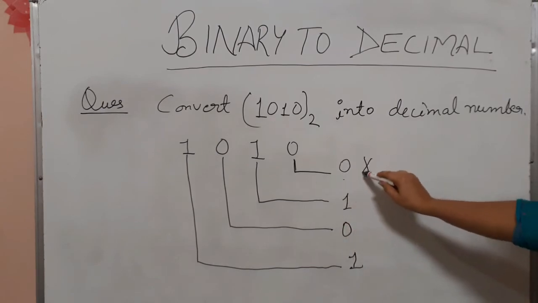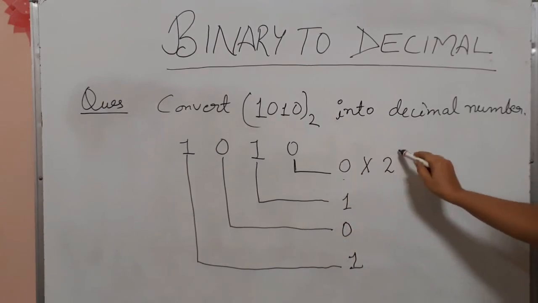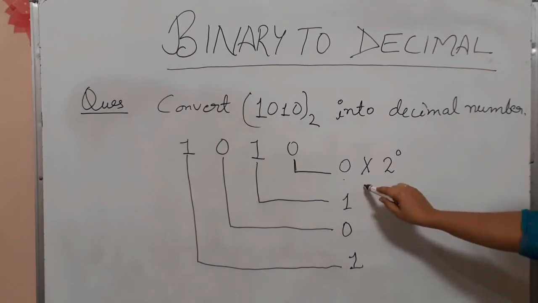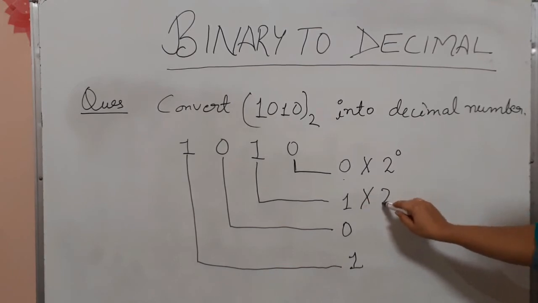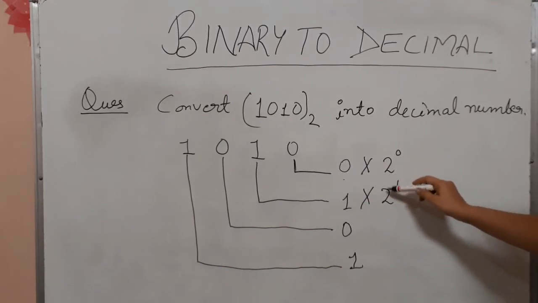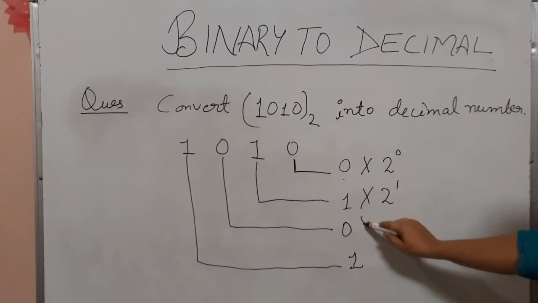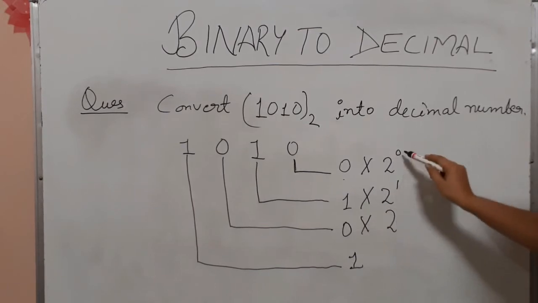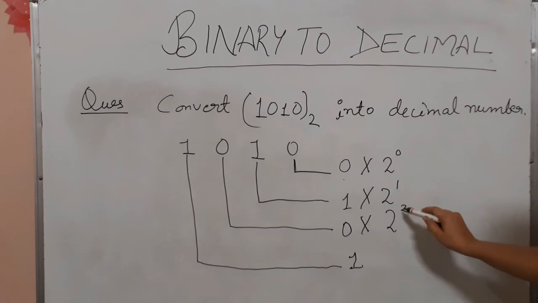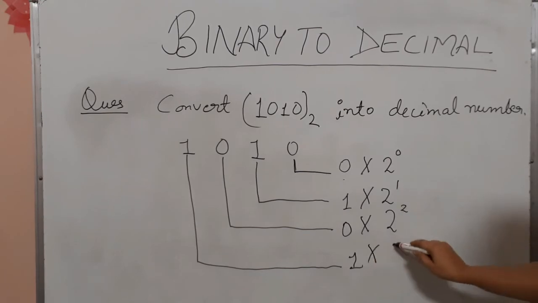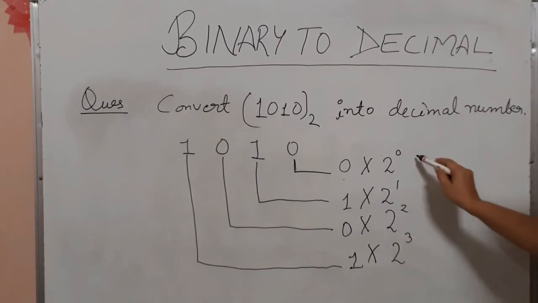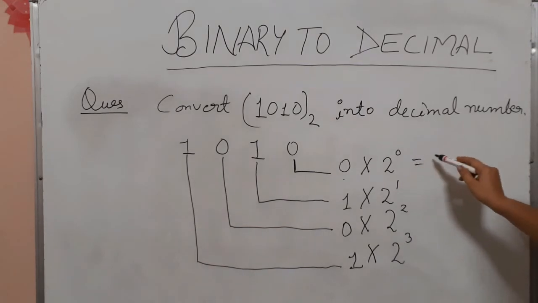Now we have to multiply them with 2 to the power 0. This one 2 to the power 1. You can see this number is the same, I am taking it again, 2. Only the power is increasing. Now 2 to the power 2. Then 2 to the power 3. Now I am going to solve them.